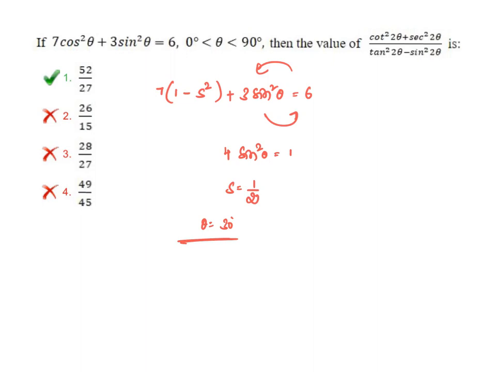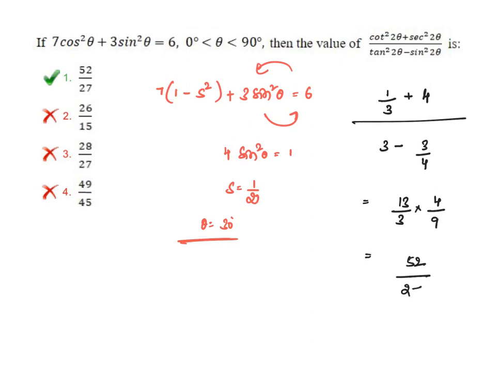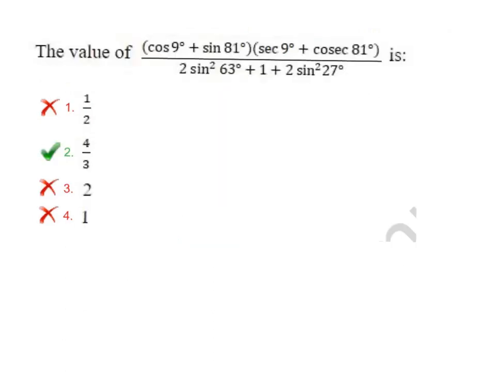We know cot 60 is 1 by root 3, so cot square 60 is 1 by 3, plus secant 60 is 2, so the whole square is 4. Tan 60 is root 3, root 3 whole square is 3, minus sin 60 is root 3 by 2, that is 3 by 4. So it becomes 13 by 3. If it reciprocates, 4 by 9, 52 by 27. Cos 9 plus sin 81, secant 9 plus cosecant 81.